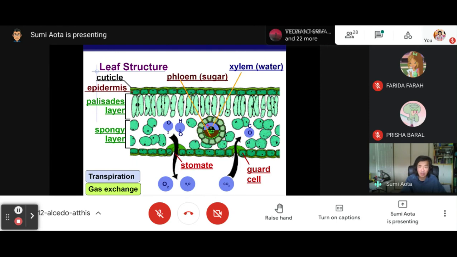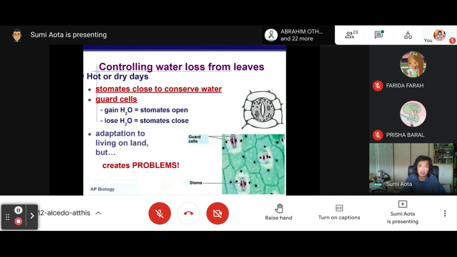So water up here is going to evaporate from the xylem, move from the xylem into the bundle sheath cell, and then out to the airspace, and then out of the leaf. Sugar is going to be moving through as sap, going to the rest of the plant. So that's the vascular bundle.